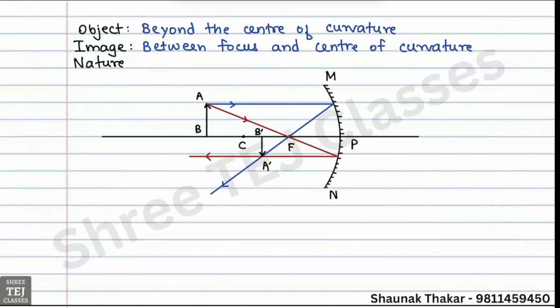What about its nature? So nature is inverted and real, and size is diminished. Smaller images are called diminished. So when object is placed beyond center of curvature, image is formed between the focus and the center of curvature. Here the image is formed. Image is real and inverted and of smaller size. Hence it is diminished.